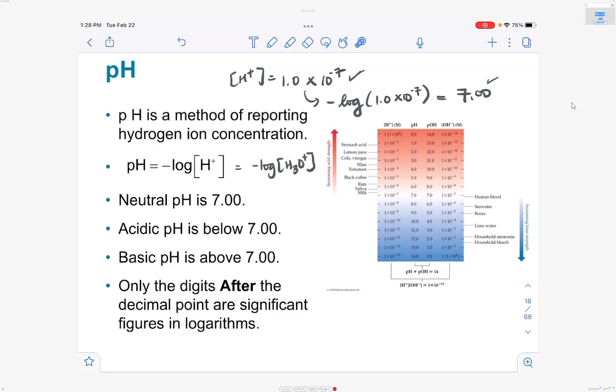Okay. The significant figures for pH value is very, very important, and it can be a little confusing, so please memorize this rule. Only the digits after the decimal point are significant in a logarithm.